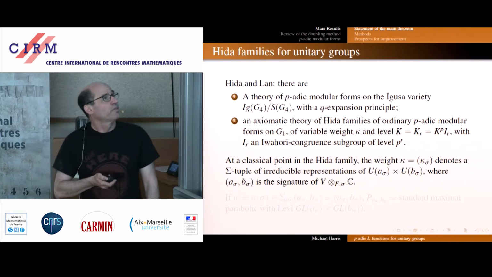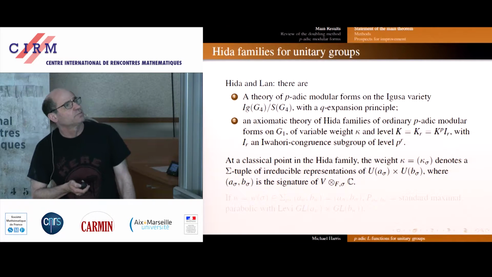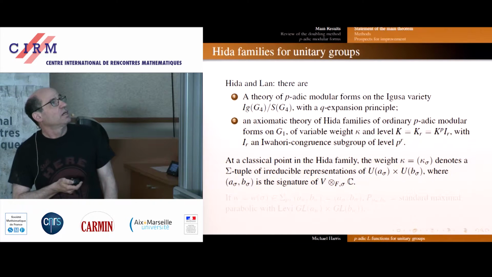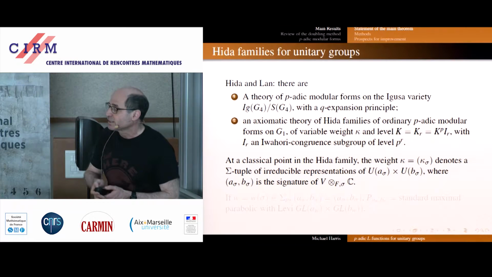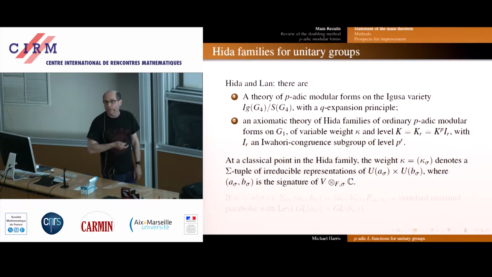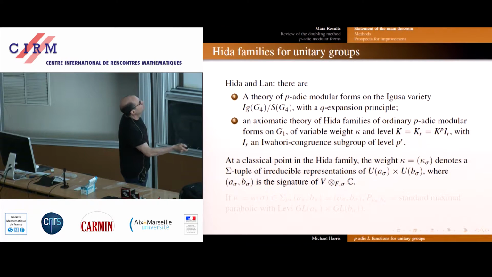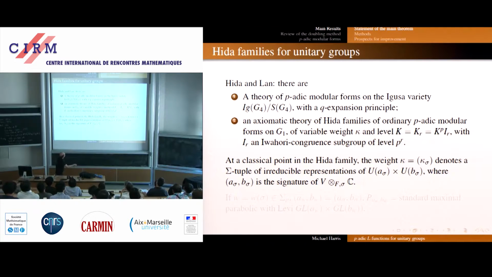And then along with that, there is an axiomatic theory of Hida families of ordinary p-adic modular forms, that's to say holomorphic modular forms. A Hida family has some data attached. There's a variable weight, so it's ordinary modular forms of a fixed weight or variable weight kappa. And the level has two parts. There's K, this is the level away from p, and then this is the level at p, which I sub R is a congruence subgroup in an Iwahori subgroup.